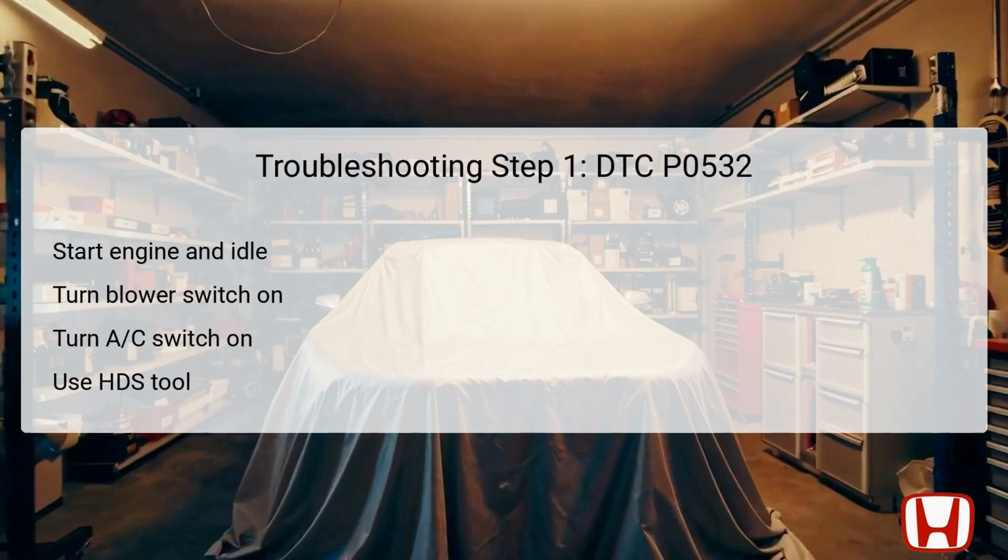In the first troubleshooting step for DTC P0532, begin by starting the engine and letting it idle. Once the engine is running, turn the blower switch on to ensure that the ventilating system is active. Subsequently, you'll want to activate the air conditioning by turning the AC switch on. At this point, it's crucial to check the parameters using the Honda Diagnostic System HDS tool.